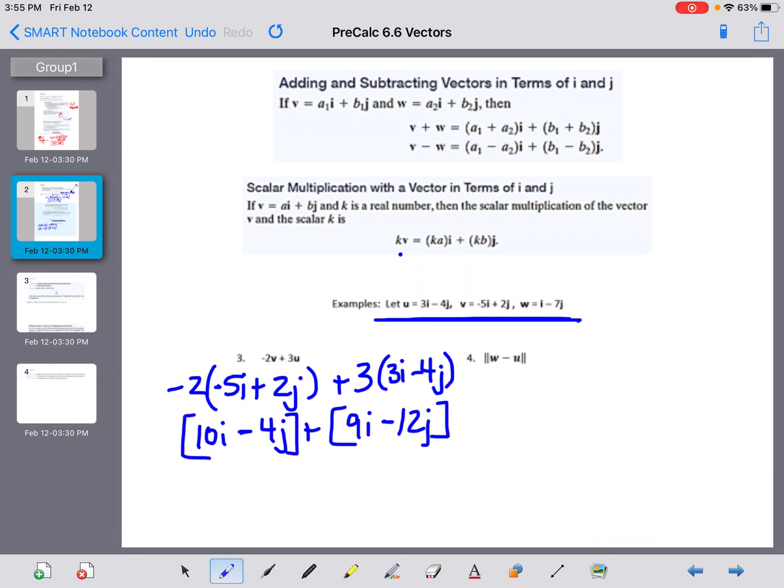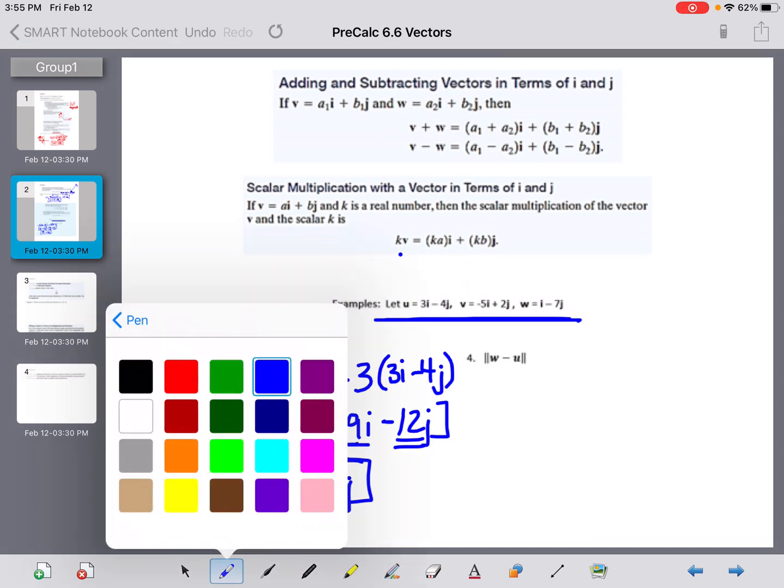All right, time to add those horizontal components. 10i plus 9i, I get 19i. -4j minus 12j, I get -16j. There is my combination of those vectors, okay? What's super nice is when the i's and j's are on there, it's like terms, and it keeps your horizontals together and your verticals together.